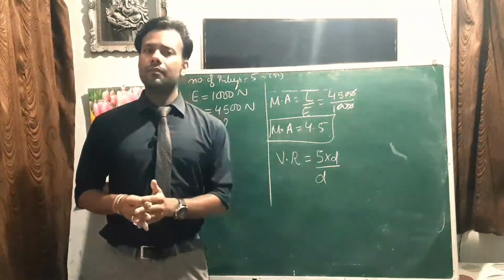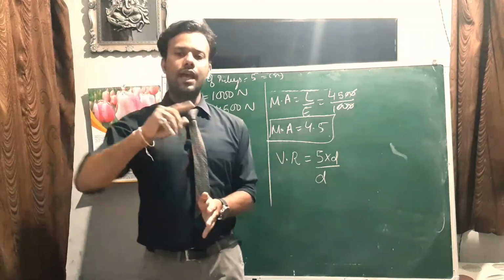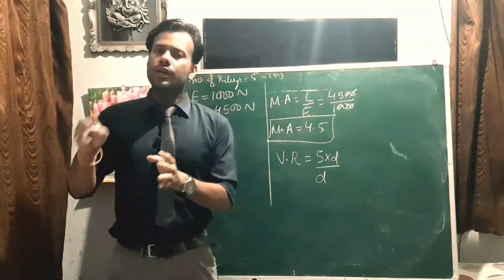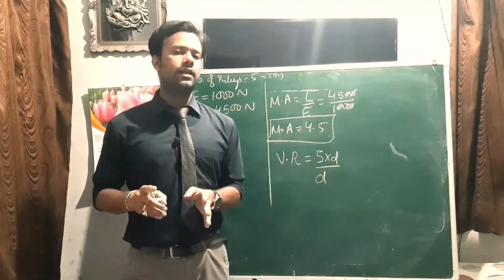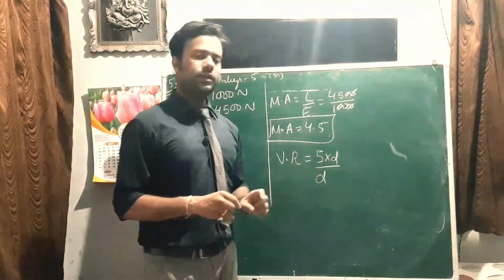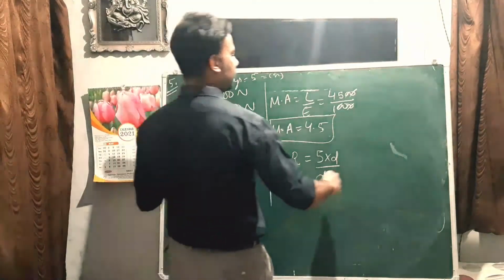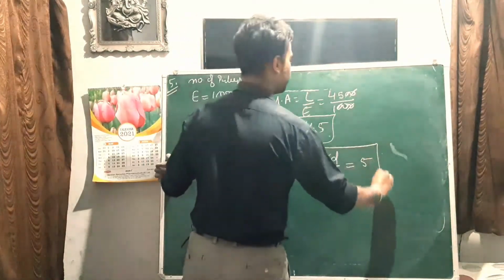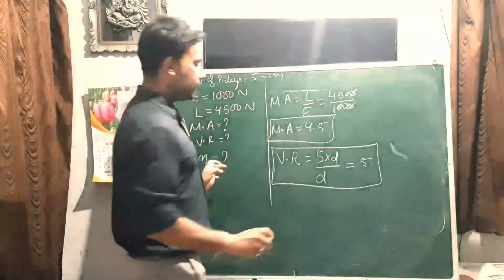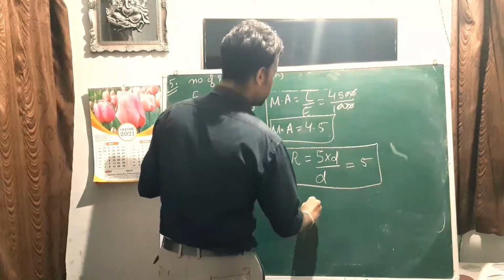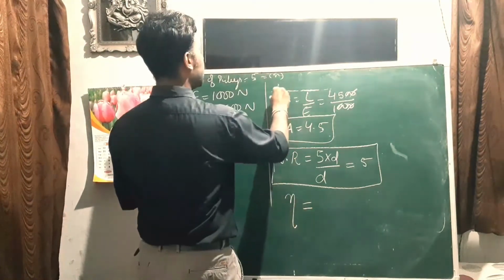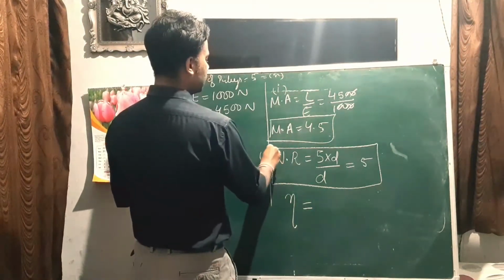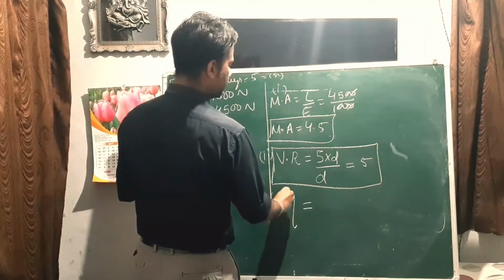The distance traveled by the effort is always n times D, right? What is n here? n is the number of pulleys. Upon this, the distance traveled by load will be 5. Velocity ratio. Now efficiency, eta. Okay, this was the first part, this was the second part, and this is the third part.